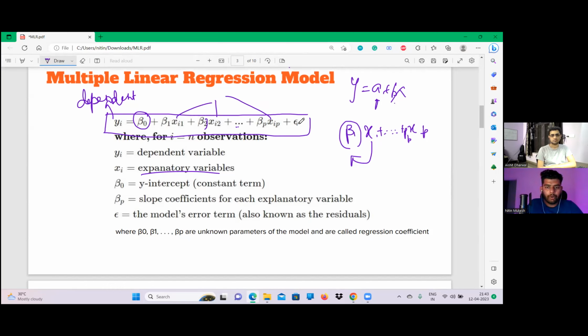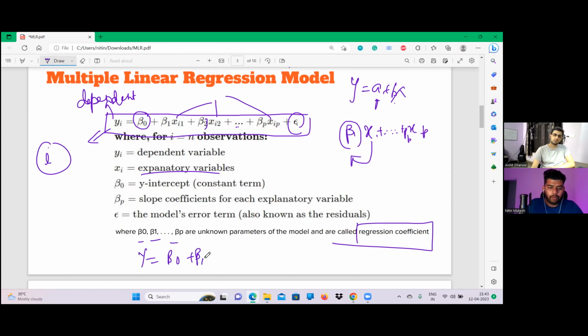So this epsilon i is called the error term, and we still have the error term. What we need to do is estimate this beta naught, beta 1, up to beta p, which are also called the regression coefficients. So overall, our model is yi is equal to this, if we want to write the model for the ith row of the data. But in general, y is equal to beta naught plus beta 1 x1 plus beta 2 x2, and whatever the number of variables are, up to beta p xp. So this is the multiple linear regression model.